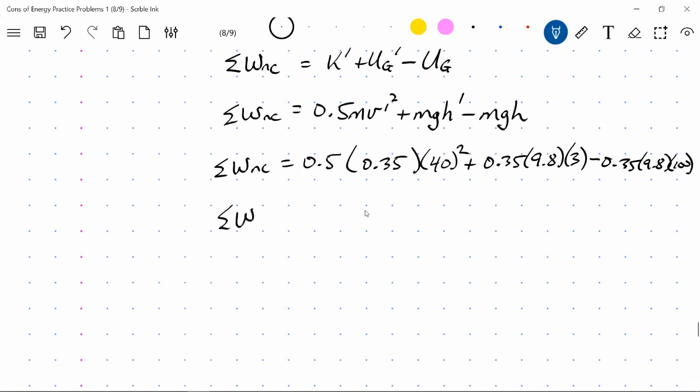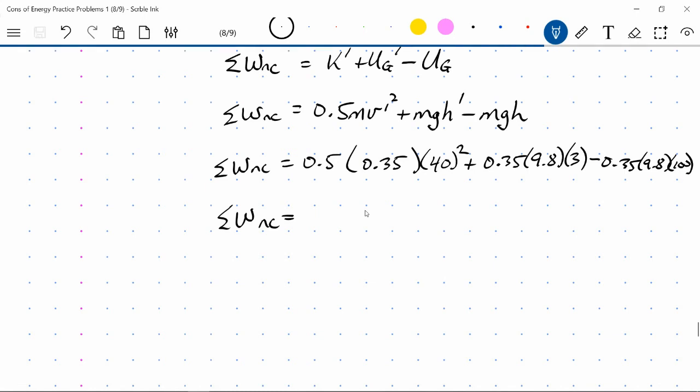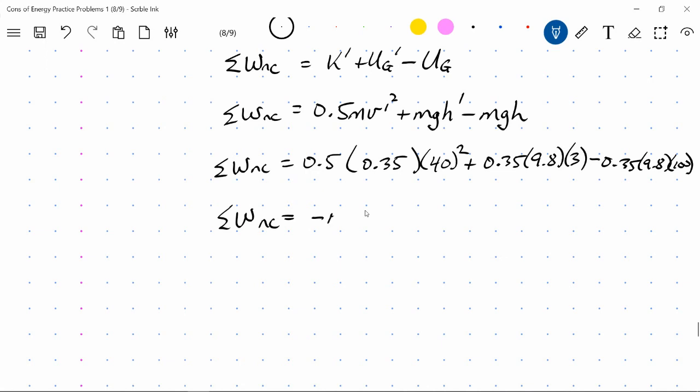And it's calculator time. So just grab a calculator, 0.5 times 0.35, 40, don't forget to square that, plus 0.35 times 9.8 times 3, minus 0.35, 9.8 times 100. And hopefully I didn't mess that up. I'm getting negative 52. And just 3 figures is enough, so I'll call it negative 52.7 joules.